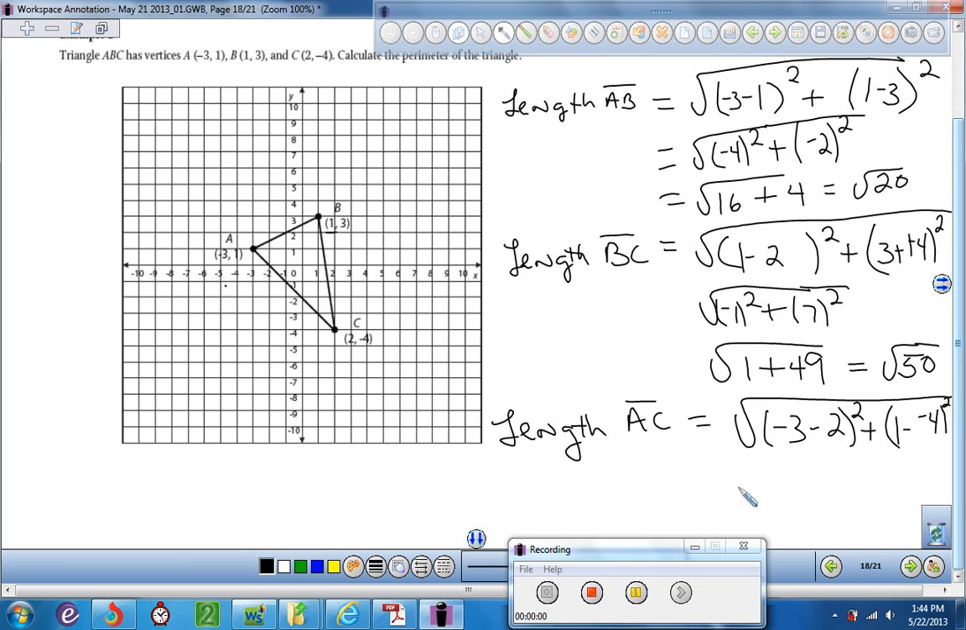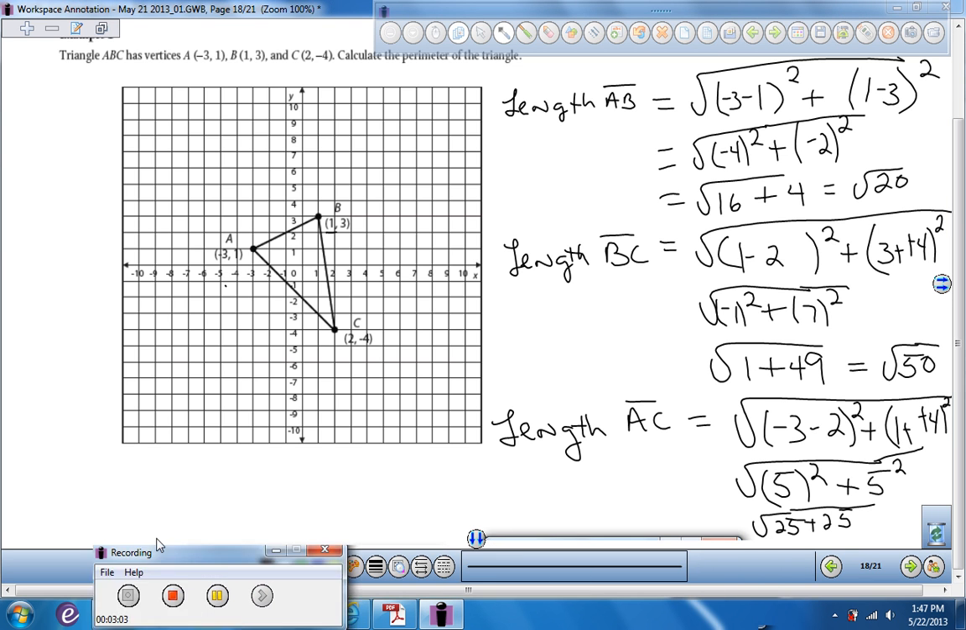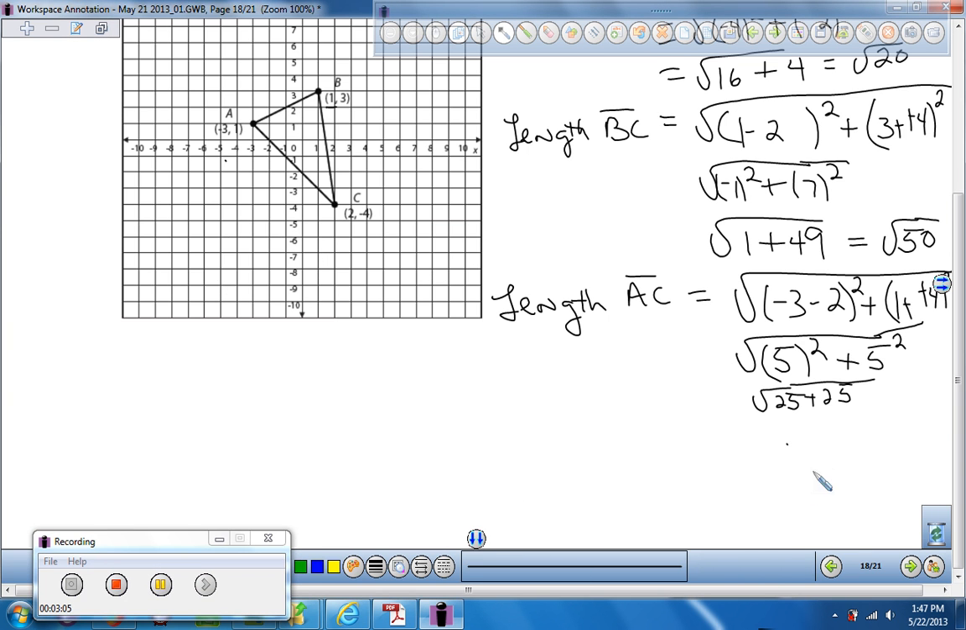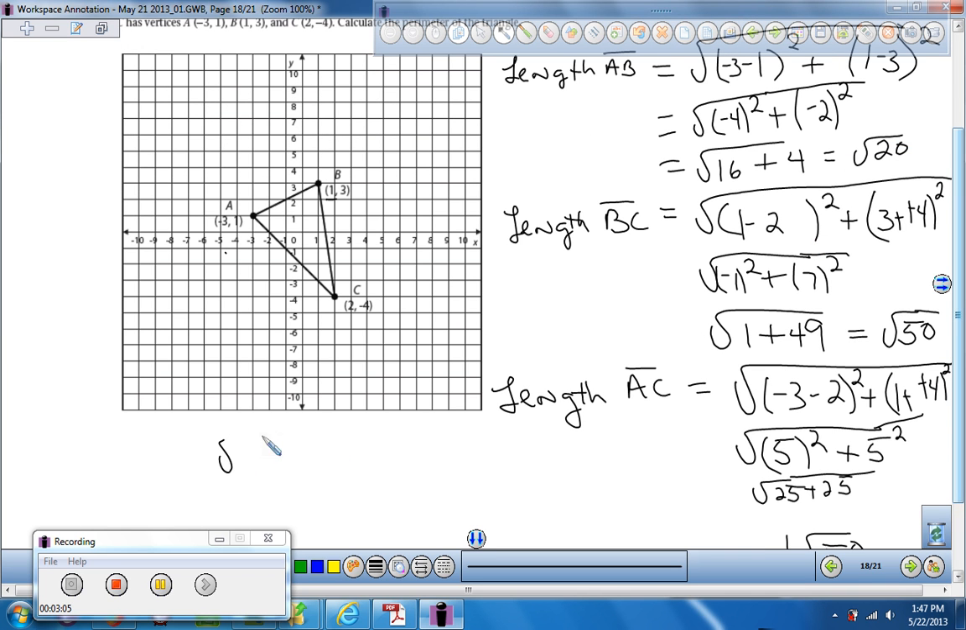squared. Alright, so we end up with 5 squared plus 5 squared. Okay, so we end up with 25 plus 25, or 50. Alright, so our distances, again, we've had square root of 20, plus square root of 50, plus square root of 50.